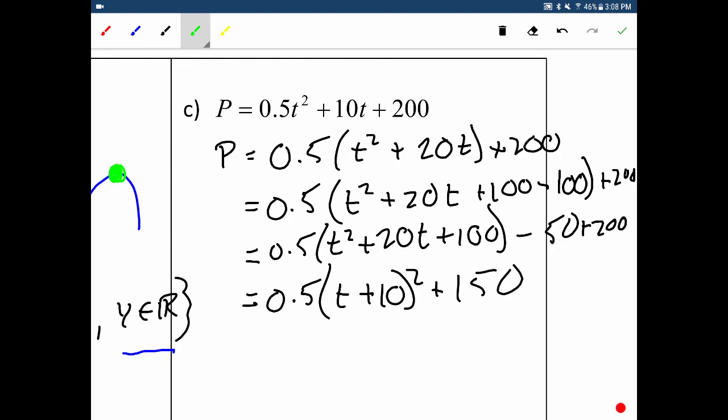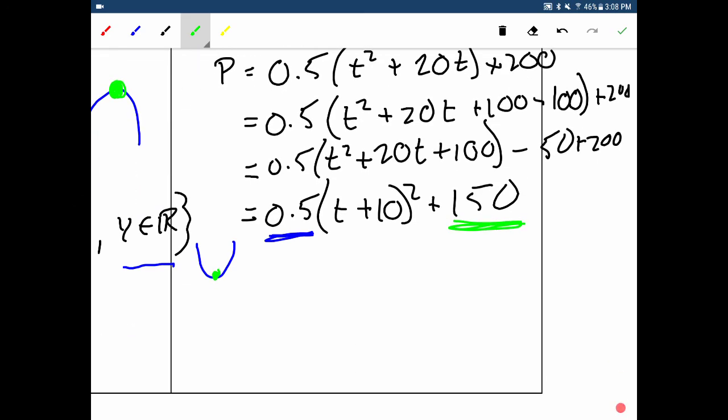So now I can say, well, my max or min point is 150. And because this is a positive number, it opens up. So it's going to have this shape to it, which means it's going to have a minimum value. Okay, if it opens up, it's going to have a minimum value.